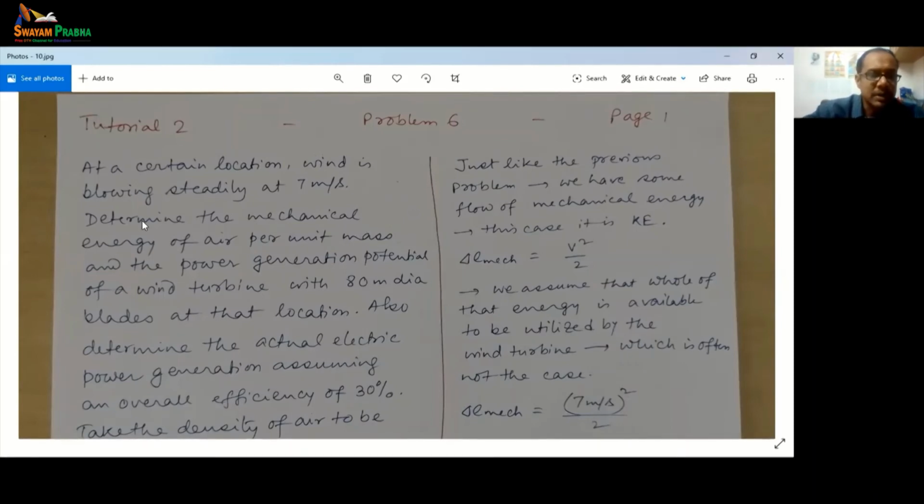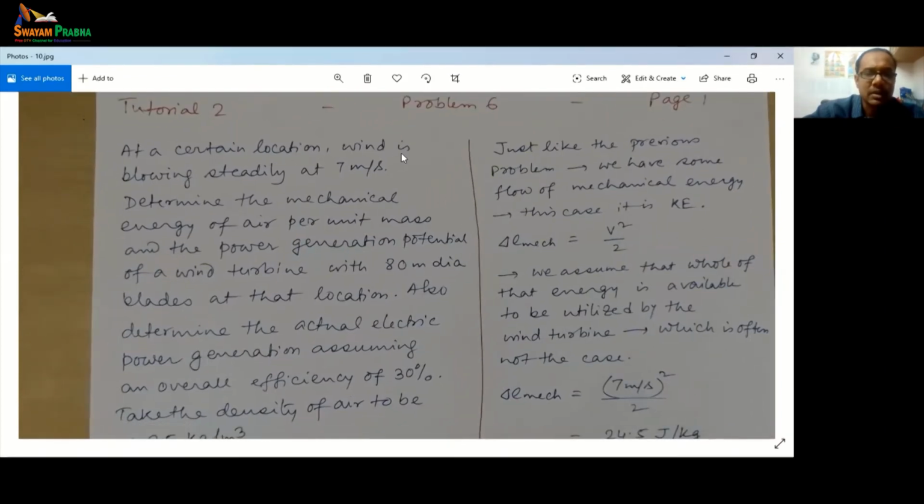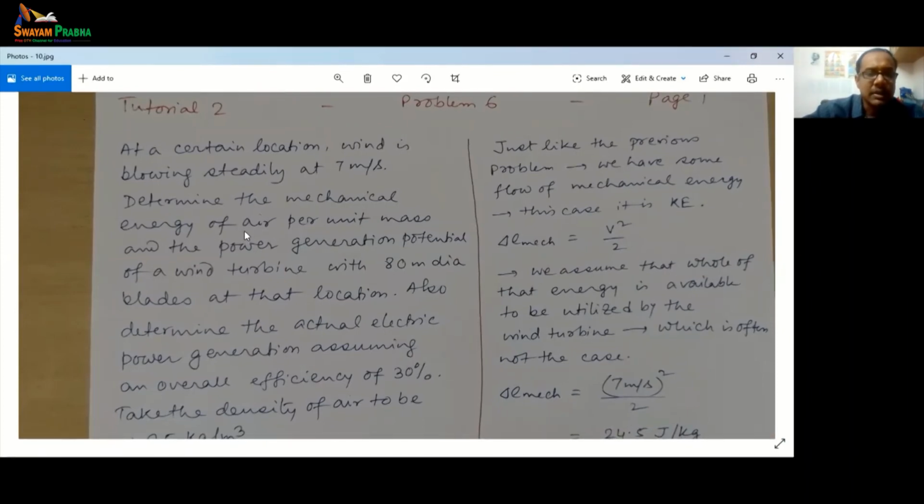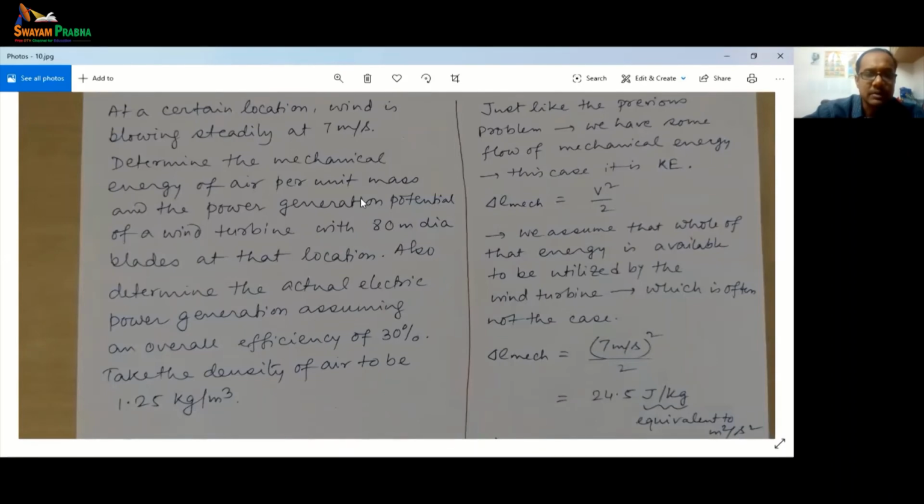So the problem statement is, at a certain location wind is blowing steadily at 7 meters per second. Determine the mechanical energy of air per unit mass and the power generation potential of a wind turbine with 80-meter dia blades. So note this, 80-meter dia. If you have seen these windmills, they are usually huge, as tall and as big. So you can get the idea of this largeness. This is 80-meter dia blades at that location.